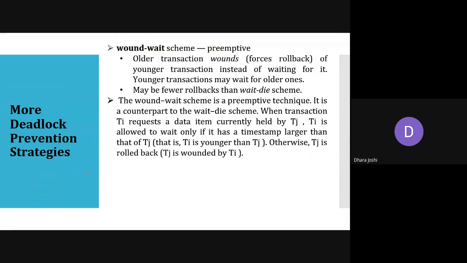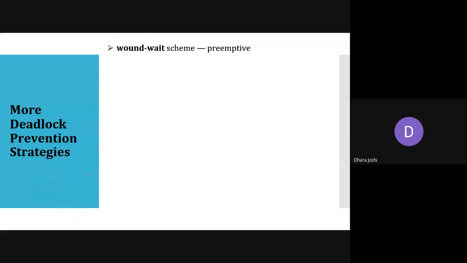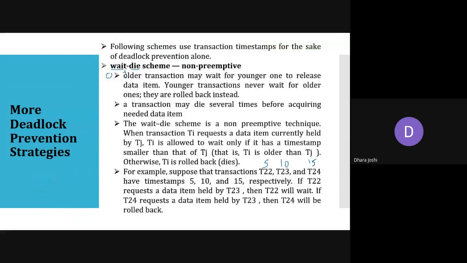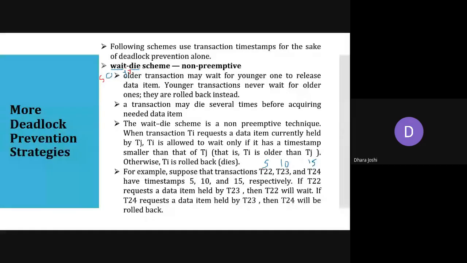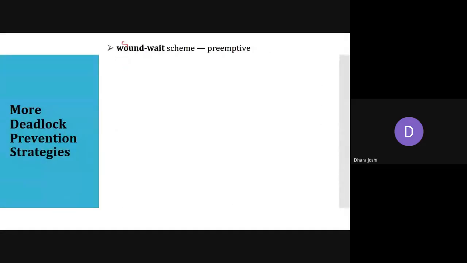In the previous scheme, we need to remember these two things. The first keyword is always for older or senior, and the second word is always for younger or junior. So in wait-die, if you are a senior, you need to wait, and if you are junior, you need to roll back. And in wound-wait, if you are a senior, you forcefully take the data item, and whoever is the junior will be rolled back. And if you are junior, then you need to wait.